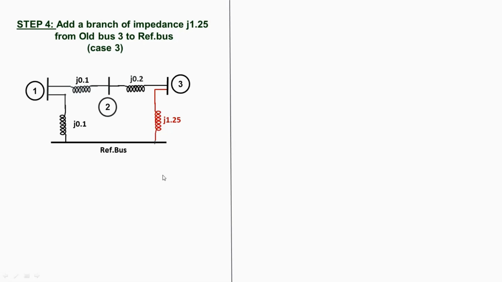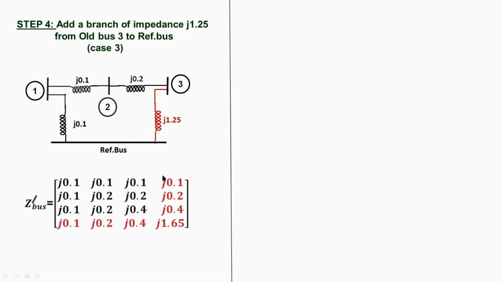In this case, the bus impedance matrix is modified by adding one column and one row, similar to case number 2. The new column element is equal to the previous column element, and the new row element is the previous row element. The diagonal element is the previous diagonal element, j0.4, plus this new branch impedance, j1.25. The summation is j1.65.